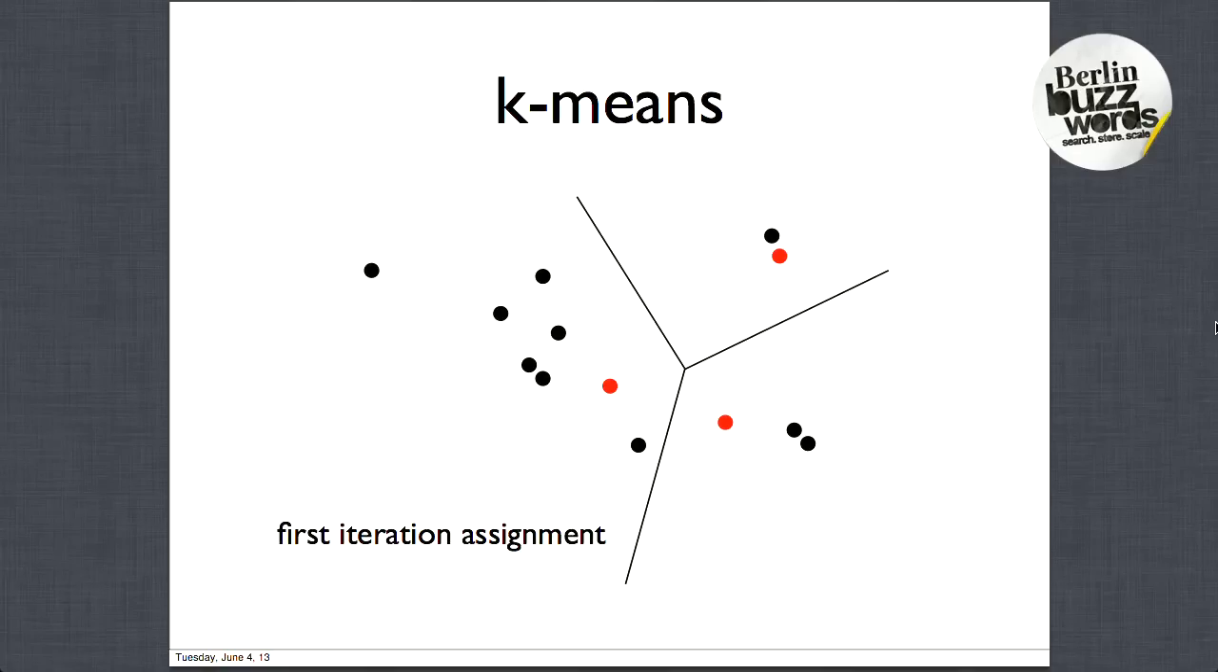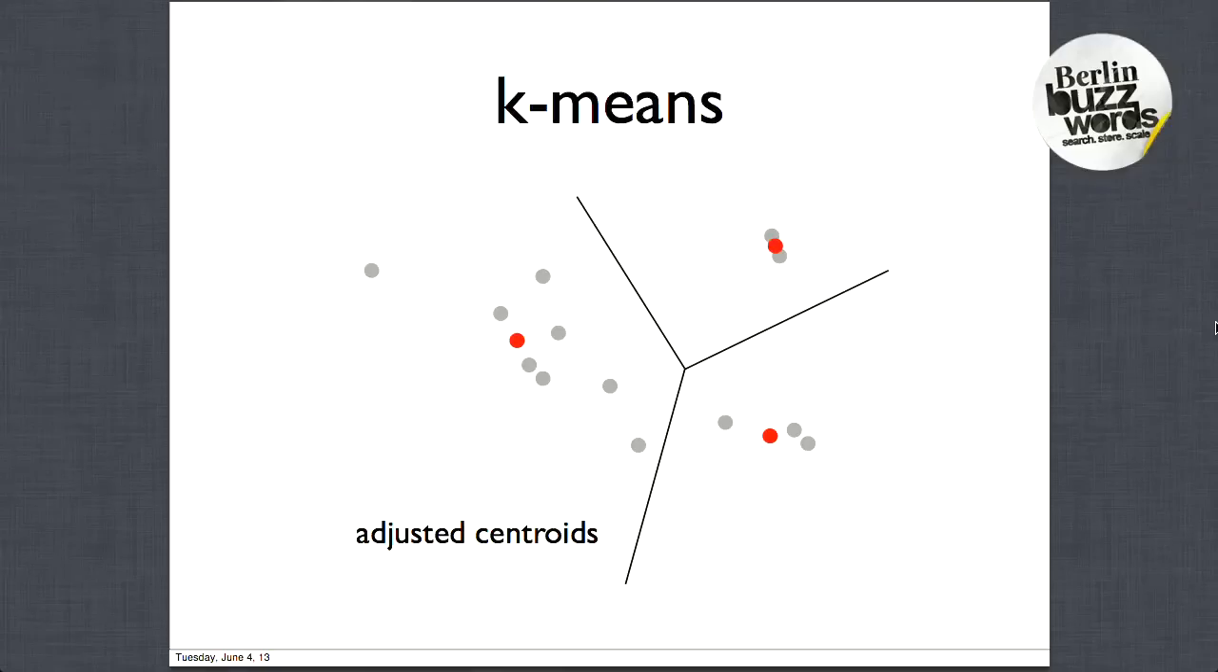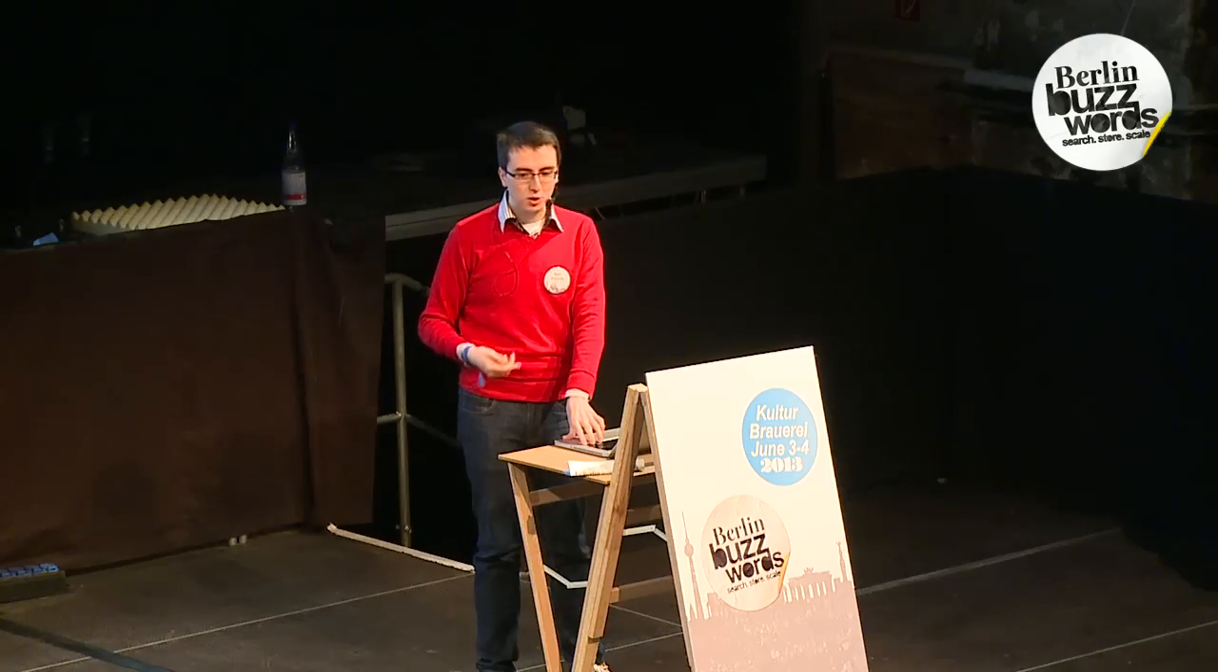So this is the first iteration, and we're assigning each point to a cluster. And this is the assignment that we get. So the first step is cluster assignment, and after that, we adjust the centroids. The centroids were here, and the centroids are now there. They moved a bit. Okay, so this is one step, right? But we will probably do this multiple times.